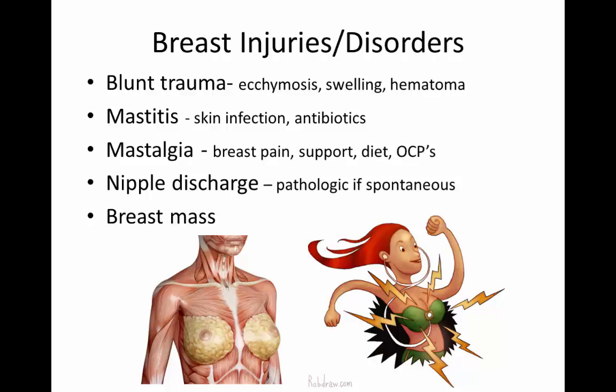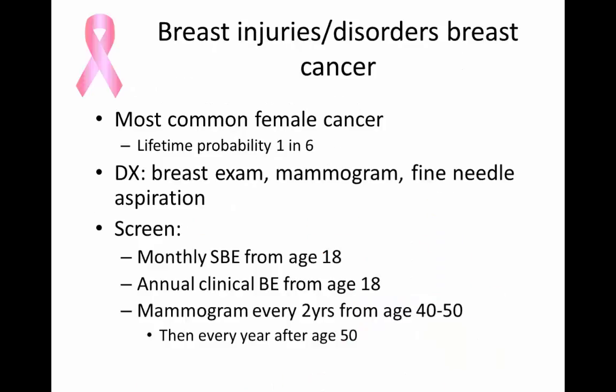Common breast injuries and disorders include blunt trauma, which will result in ecchymosis, swelling, and a hematoma; mastitis, which is a skin infection that can most often be cured with antibiotics; mastalgia, which is breast pain, which helps if you have a supportive bra. Diet and oral contraceptive pills can also help with the pain; nipple discharge, which may be pathological if it is spontaneous; and breast mass.